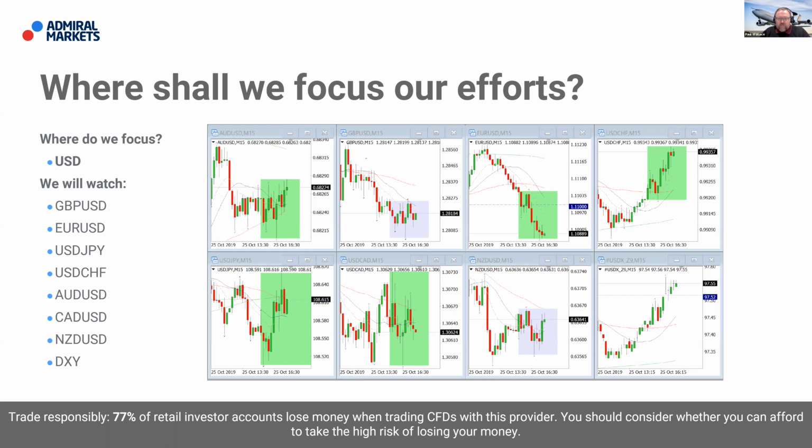And here's the US dollar profile that I have set up: pound against dollar, euro against dollar, dollar against the yen, dollar against the Swiss franc, Aussie against the dollar, Canadian against the US dollar, Kiwi dollar against US dollar, and then also the dollar index. The dollar index is of interest to us because it gives us a very good insight into what the dollar's doing against a basket of currencies. We'll have a closer look at that in a moment when we switch across to the charts.